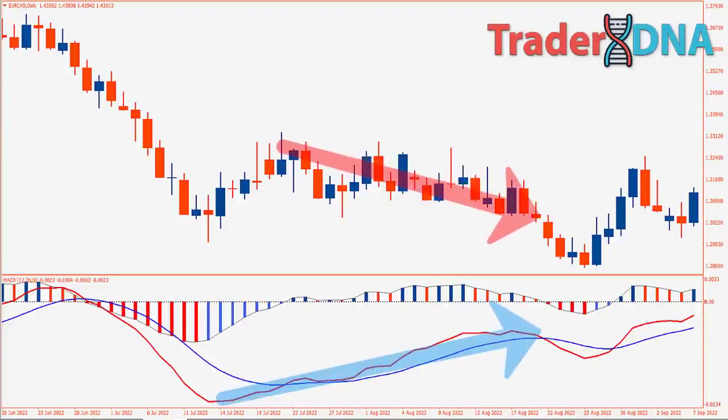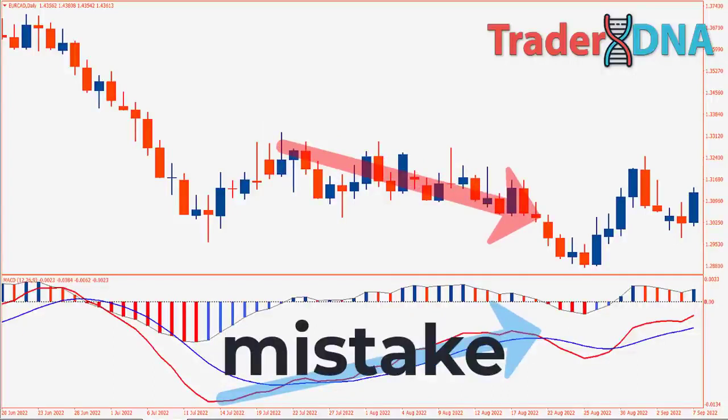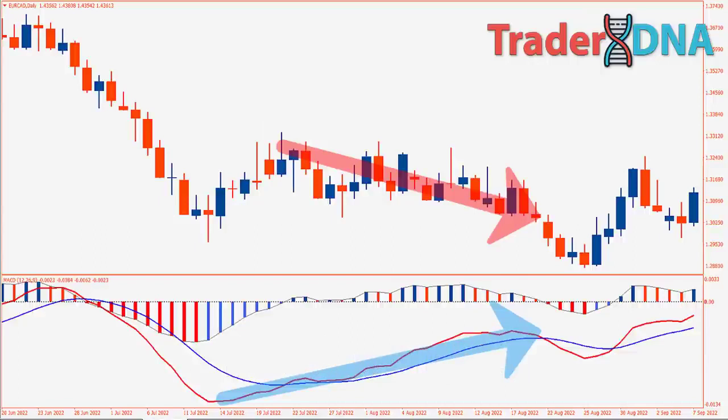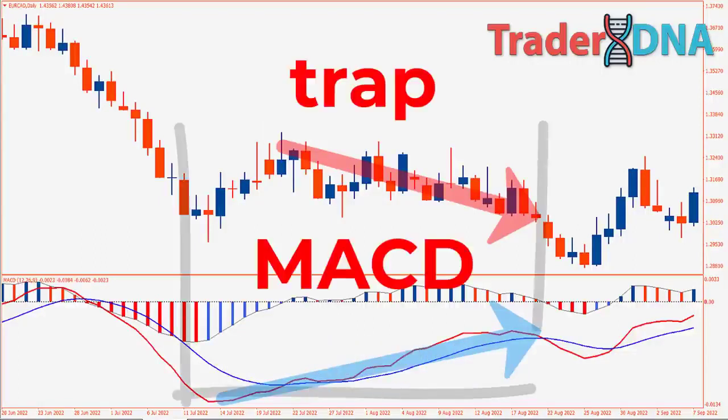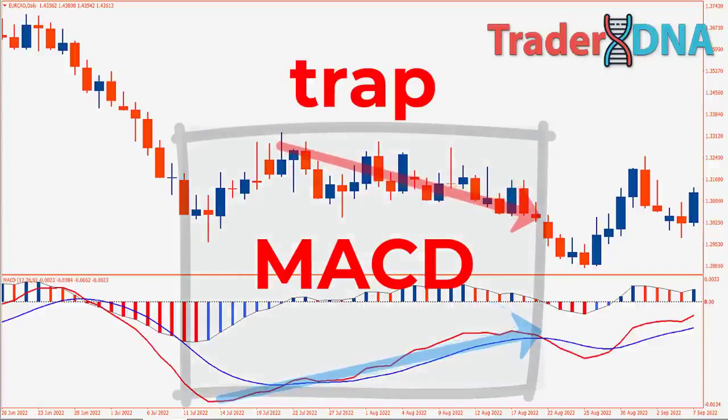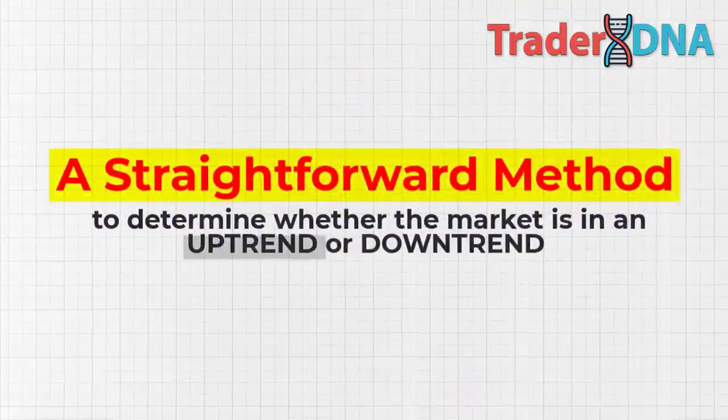It is important to have a filter in place to avoid potentially harmful mistakes. So, in the next section, let's discuss the most effective methods that have been proven to protect traders from falling into the MACD trap. So, here's a straightforward method to determine whether the market is in an uptrend or downtrend.